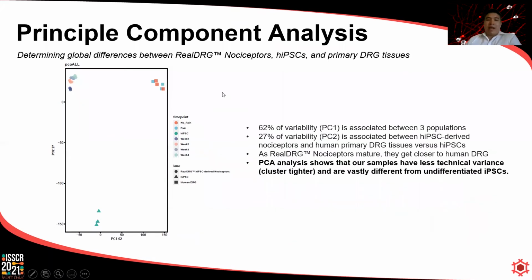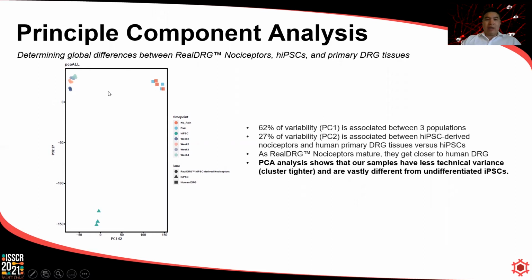And the big question we wanted to answer was how similar our nociceptors were to primary human DRG tissues and, as a control, human iPSCs. So the first analysis we ran was a principal component analysis, looking at the largest sources of variation. You can see the primary DRG tissues right here. 3 of them are from patients with pain. 3 of them are from patients without pain. Here are the human iPSCs and the iPSC-derived nociceptors.